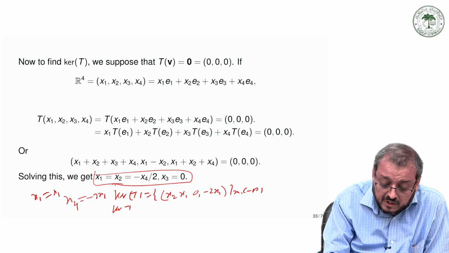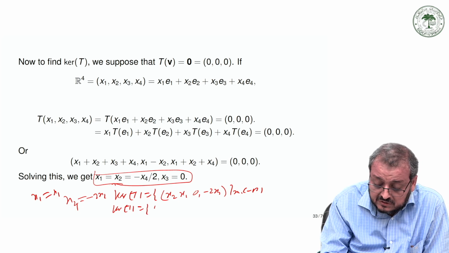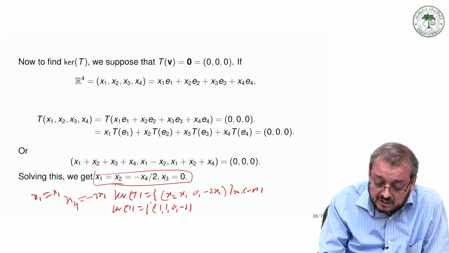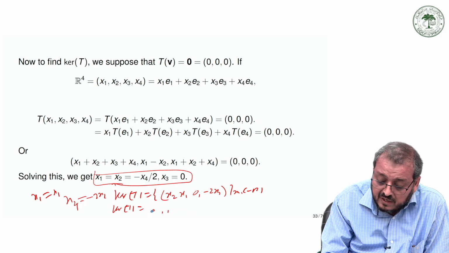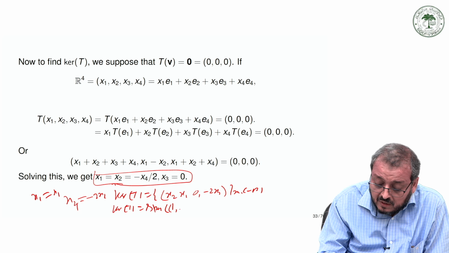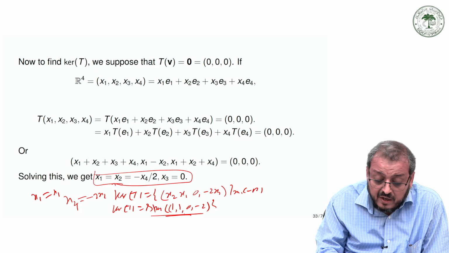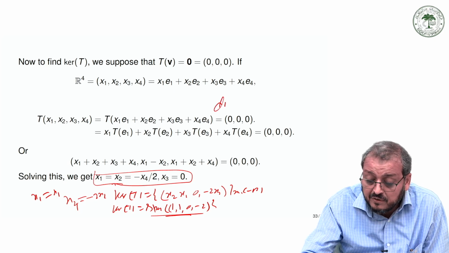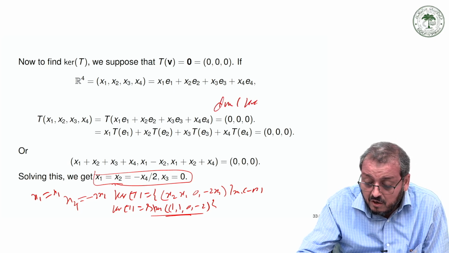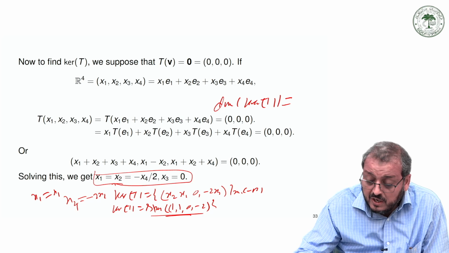Then the kernel of T is nothing but the span of (1, 1, 0, -2). This is clearly linearly independent, so we can say that the dimension of the kernel of T is equal to 1.